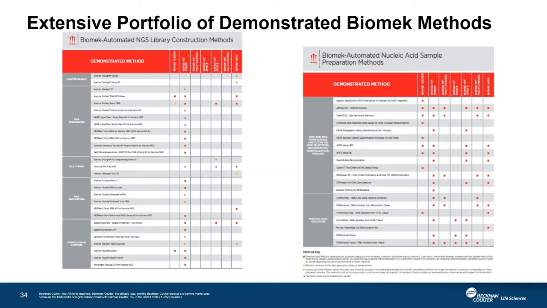And again, there's also a very similar chart if you're doing nucleic acid sample preparation. So again, here's my sample. Here's what I want to get out of it, RNA or DNA. Beckman has the kit. Can I automate it?